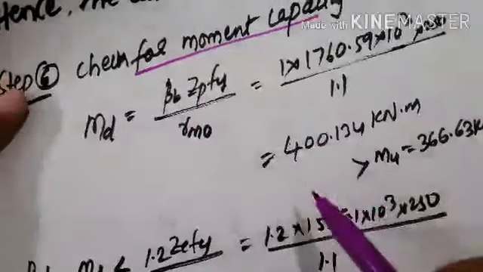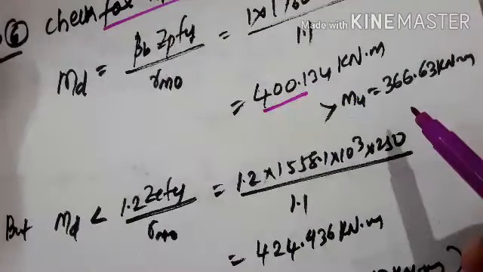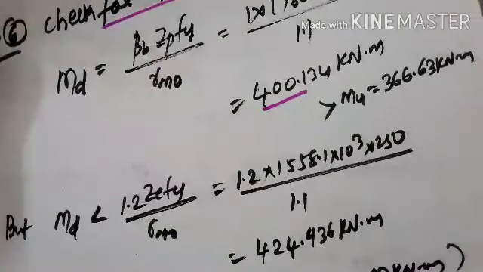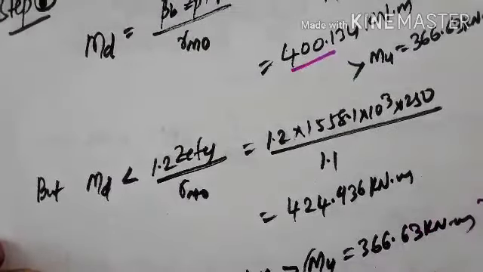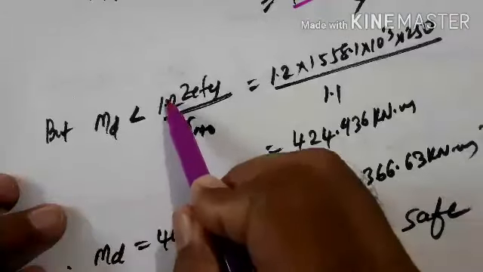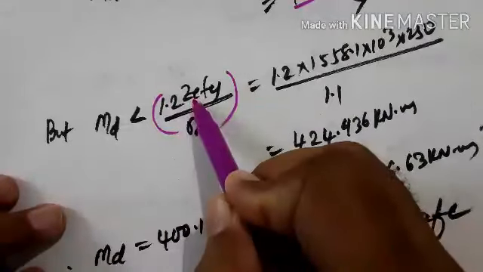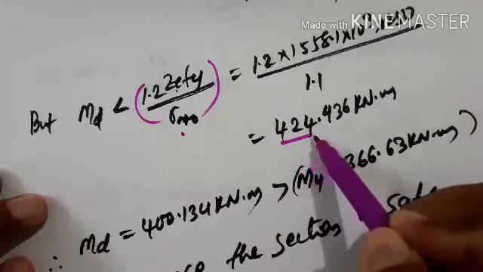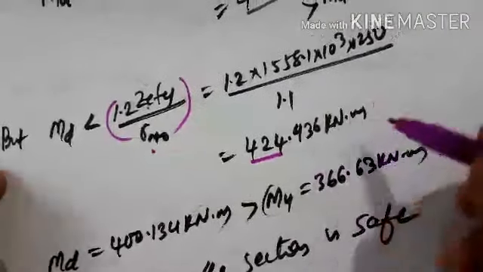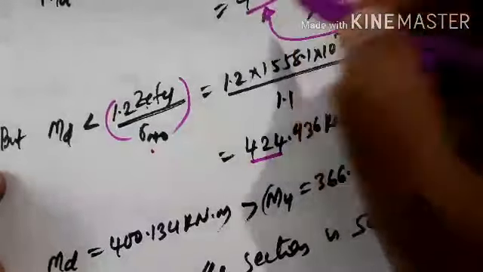Substitute all the values here, and we get 400.134 kilonewton meter. But whatever design bending strength we calculate for a simply supported beam, it should be lesser than this value, that is 1.2 Ze into Fy by gamma m0. When we calculate, we get the value as 424.936 kilonewton meter, and we have to compare this and this.